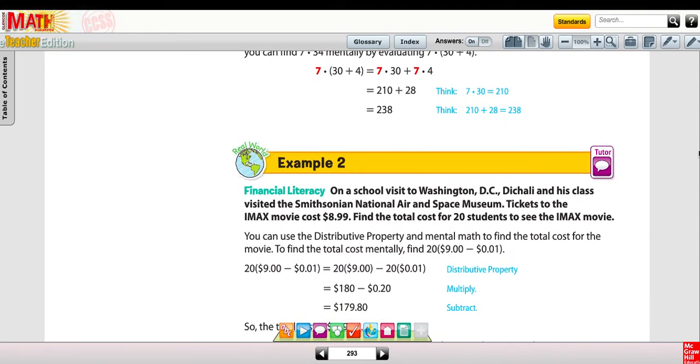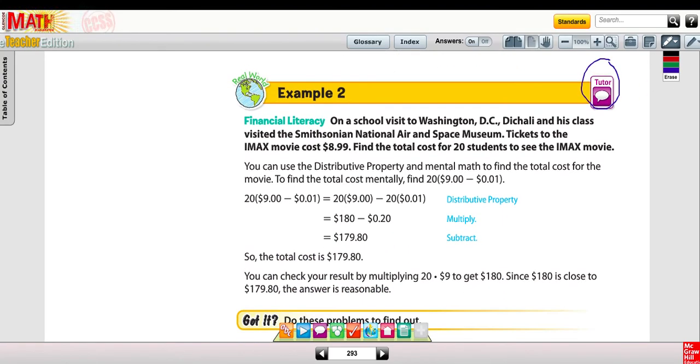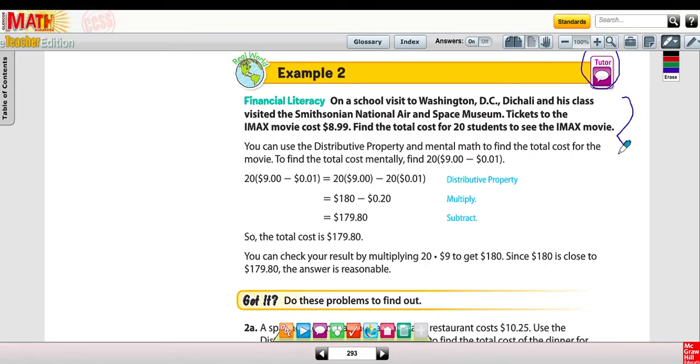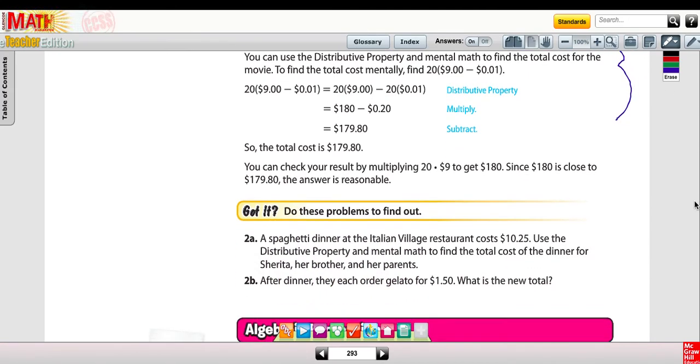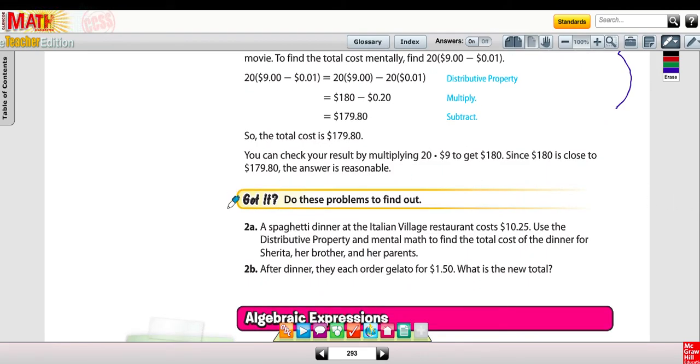And so on example 2, remember that you do have access to some video tutors. That's just someone else explaining the problem to you, so don't forget that you can access those if you need a little extra help. You can read through this example here and follow the steps to make sure it makes sense to you. Right now we're going to work out 2A and 2B.